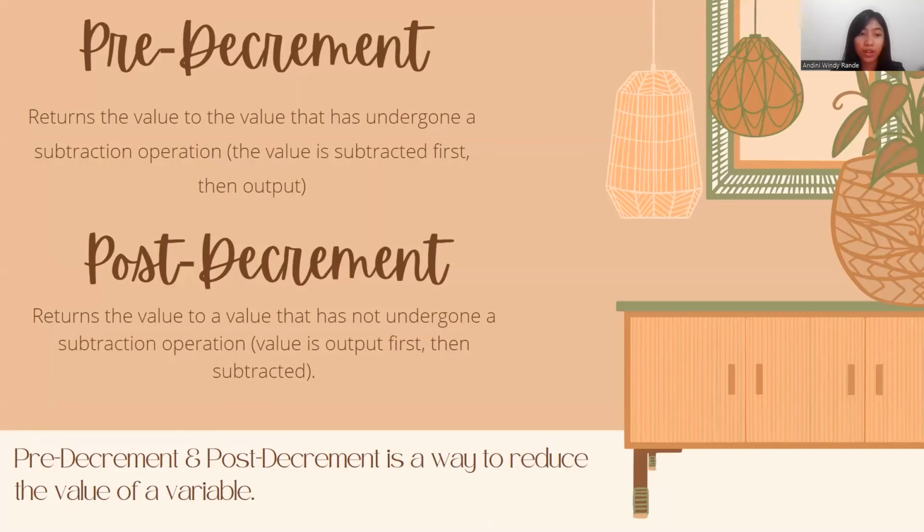Now, I will explain pre-decrement and post-decrement. Pre-decrement and post-decrement is a way to reduce the value of a variable. First, pre-decrement returns the value that has undergone a subtraction operation, or the value is subtracted first, then output. The second, post-decrement returns a value that hasn't undergone a subtraction operation, or the value is output first, then subtracted.